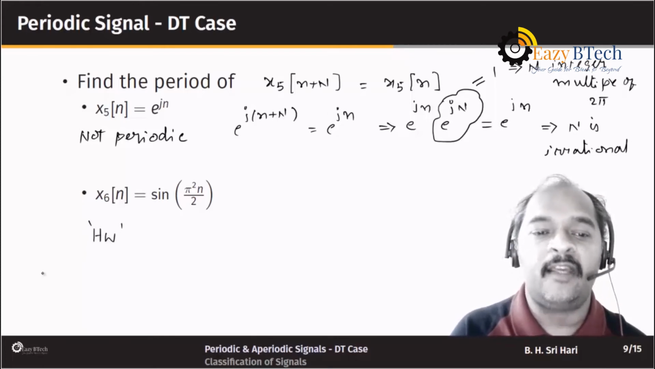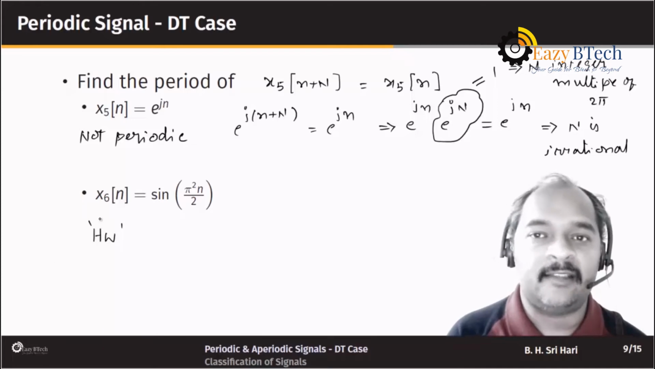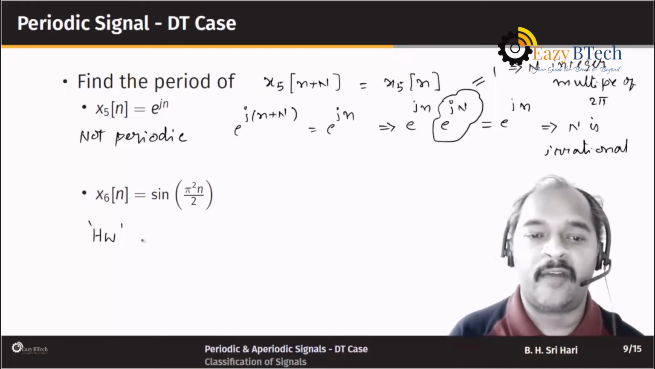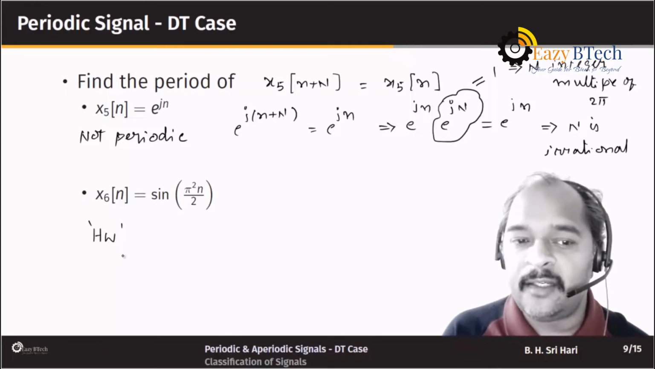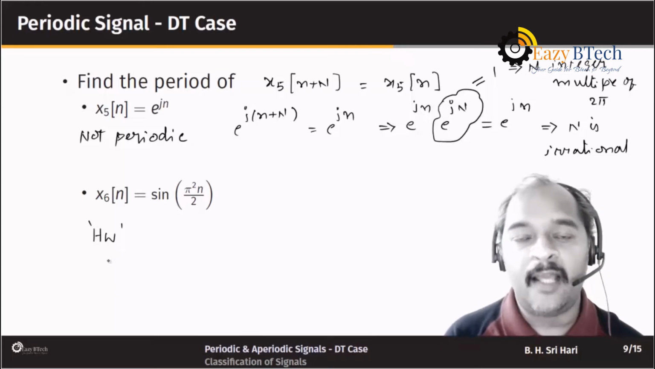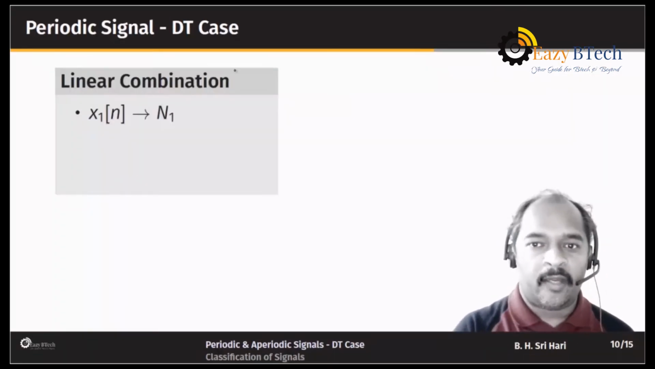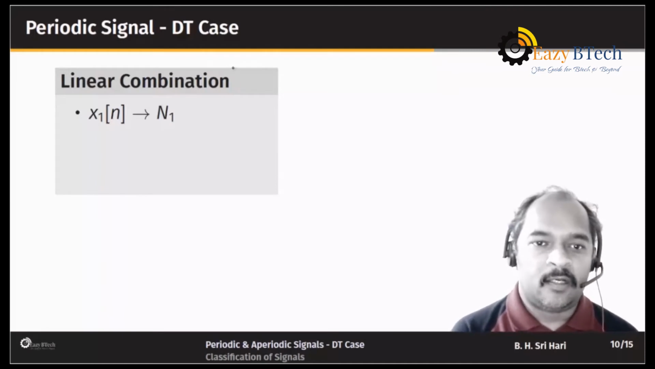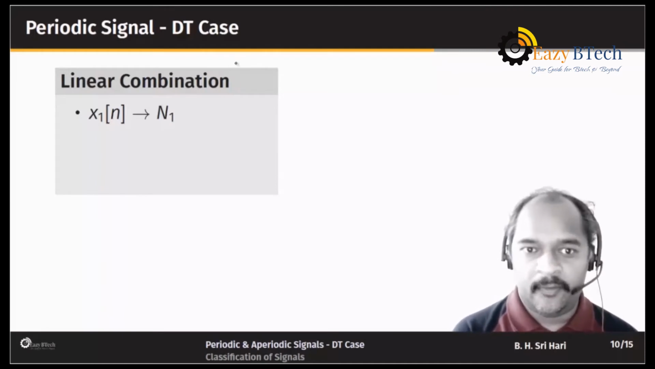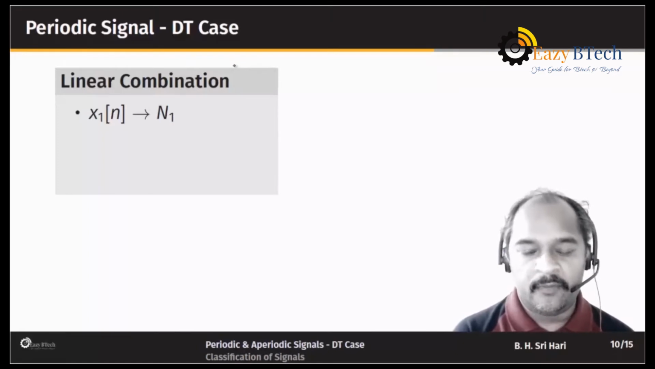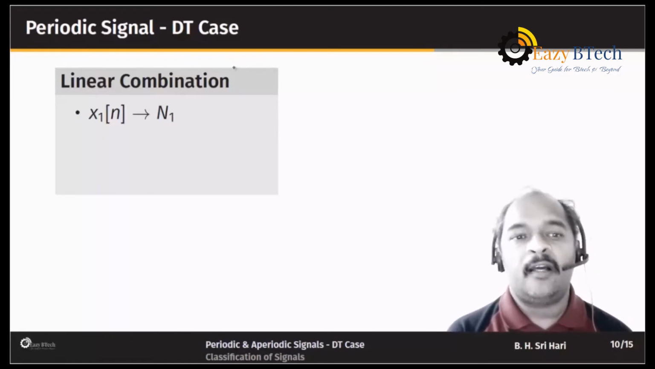Okay, and the same rule applies for this signal, but I will give this signal as homework. So you have to try whether this given signal x6 of n is periodic or not. What should be the answer? You have to get the answer that it is not a periodic signal. Okay, so next let's talk about what happens if you take a linear combination of discrete time periodic signals.